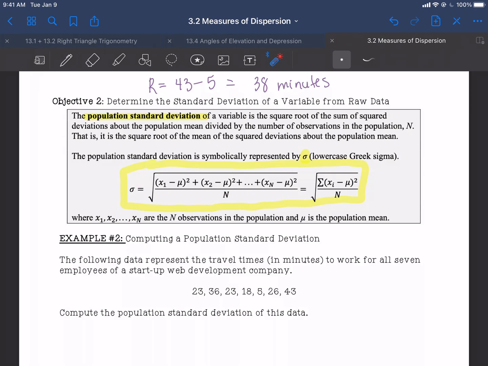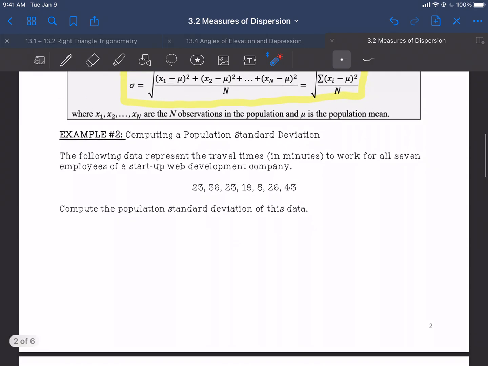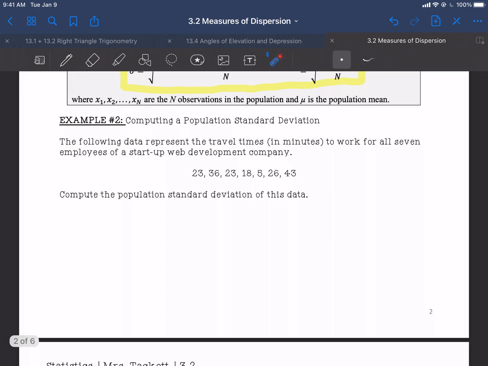When we are doing this by hand, it's going to be helpful to set up a table to help us out. So the following data represents the travel times that we had. Compute the population standard deviation. Okay, so we have our data values, which are 23, 36, 23, 18, 5, 26, and 43.